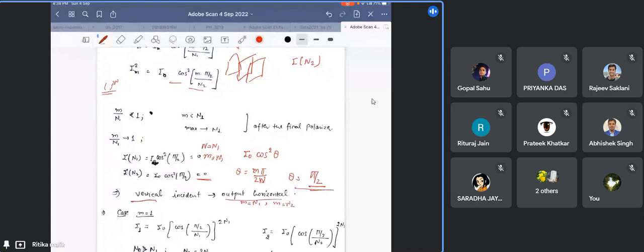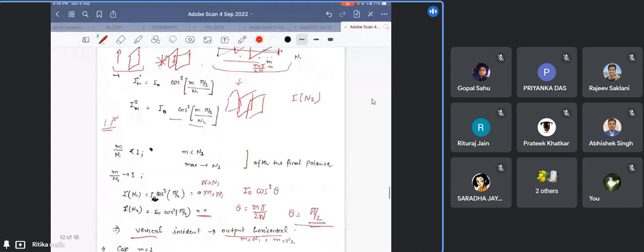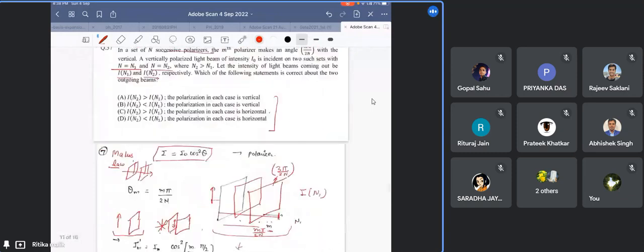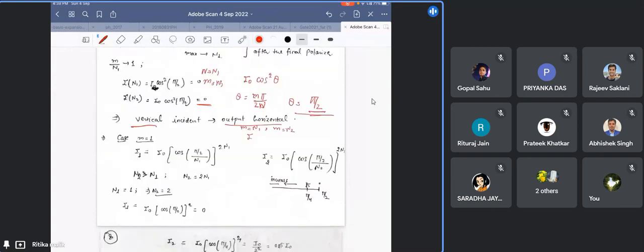So if we have vertical light, then the output light is horizontal. That is, it will not pass through, since that intensity will be zero. So our final output will be horizontal light. Now we have to see whether the intensity passed through the second is larger than the first, or the intensity passed through the first is larger than the second. For this, we just take a very simple case. Let's fix our m. I have just suggested a hit and trial method here.